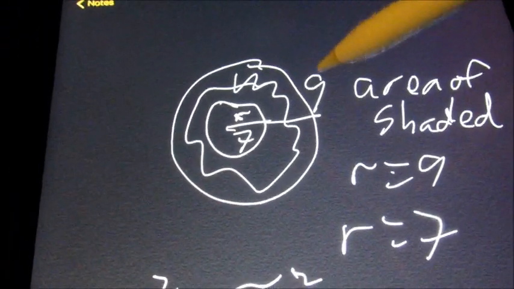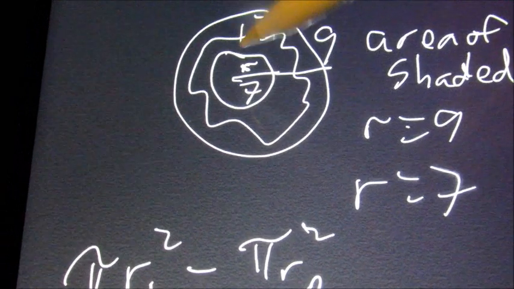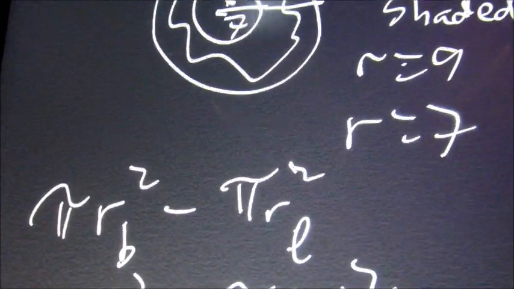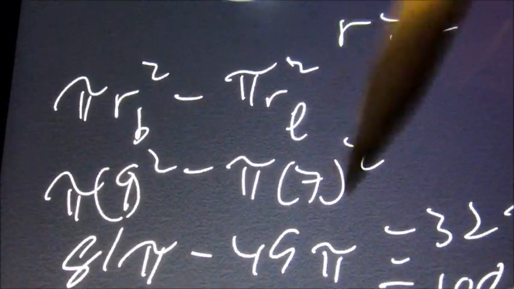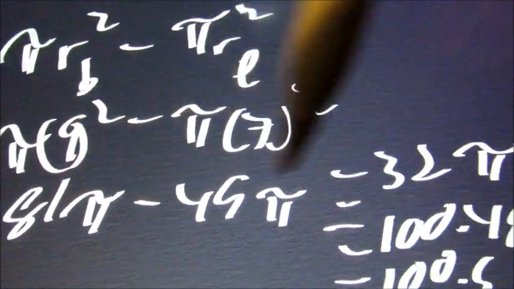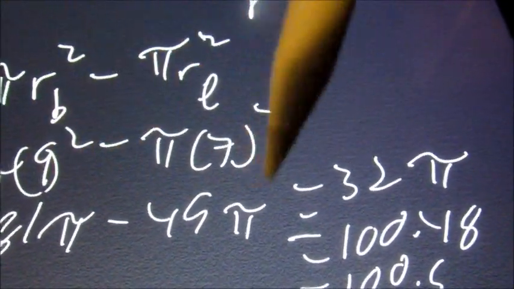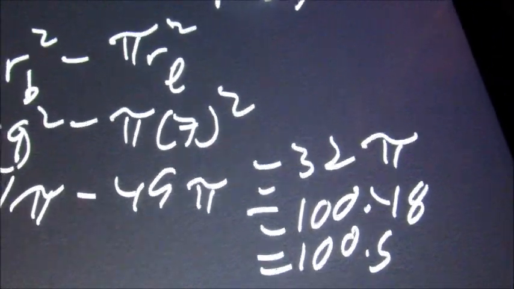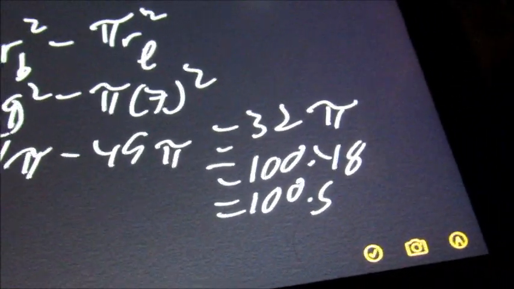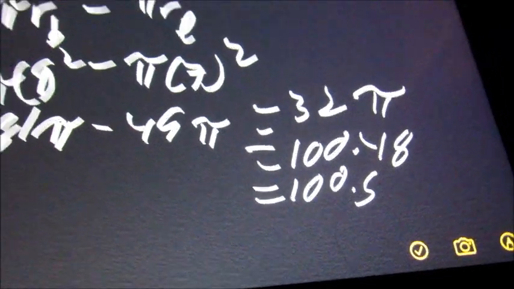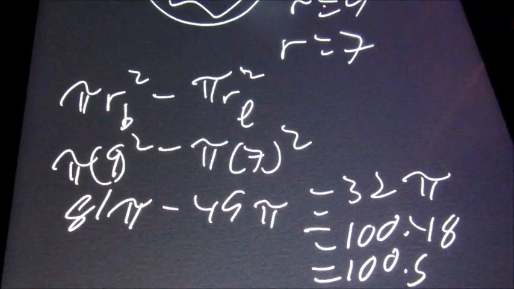Just do the area of the big circle minus the area of the small circle. You're going to get something pi minus something pi, and then just subtract the two numbers and multiply that by 3.14, and I believe it says to round to the nearest tenth, so do that. And that is it for 9.5.